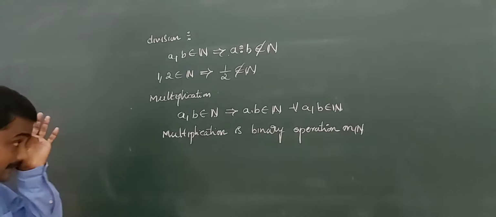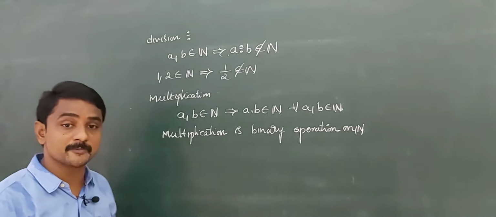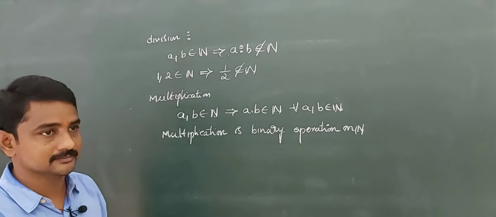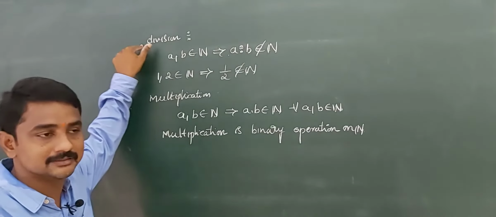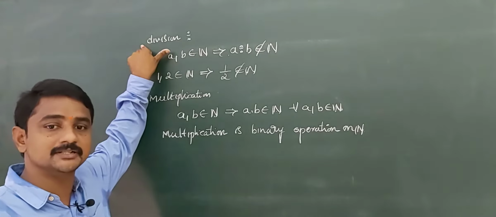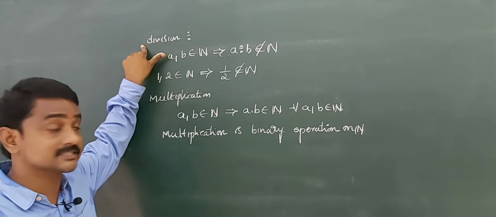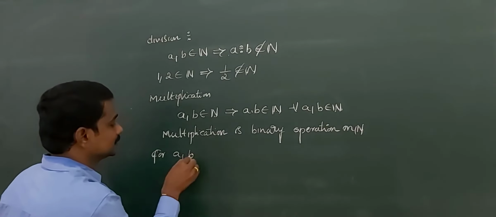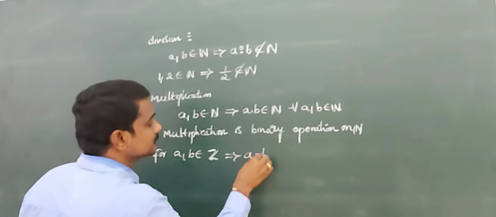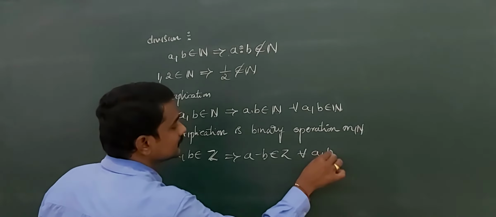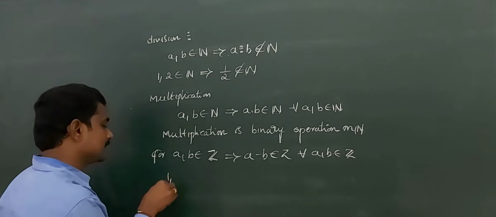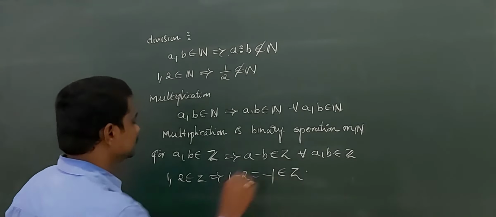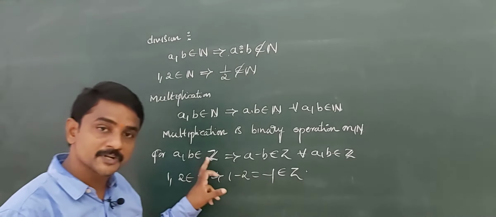Next, integer set. Addition is a binary operation on Z: for any two elements a, b belonging to Z, a plus b belongs to Z. Next, division is not a binary operation on Z. For any two elements a, b belonging to Z, a by b does not belong to Z. And next, subtraction is a binary operation on Z, because a, b belongs to Z implies a minus b belongs to Z for all a, b belonging to Z. For example, 1, 2 belongs to Z implies 1 minus 2 is equal to minus 1, which belongs to Z. So subtraction is a binary operation on Z.